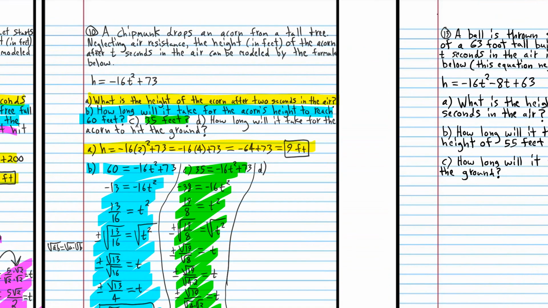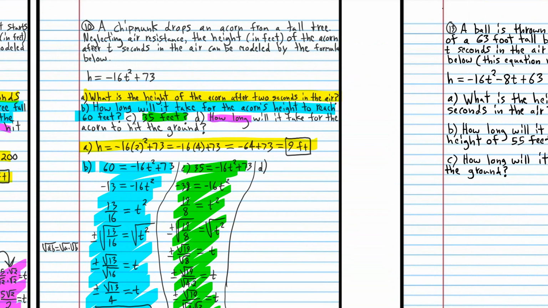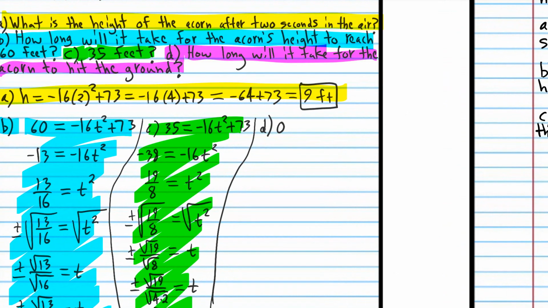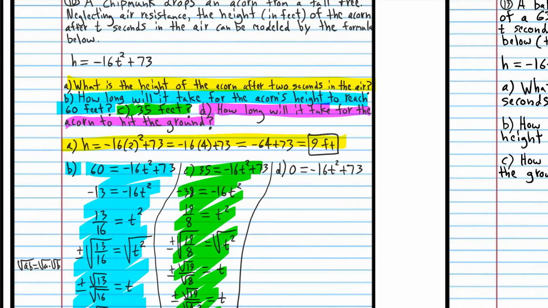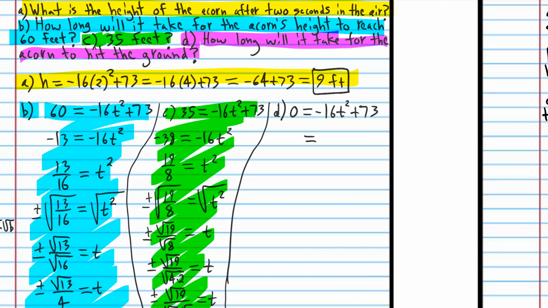On to part D. Now I want to know how long it'll take for the acorn to hit the ground. So now we're going to let the height equal 0 and solve for t. Subtract 73 from both sides. Again, we have to isolate the t squared. And now square root both sides.